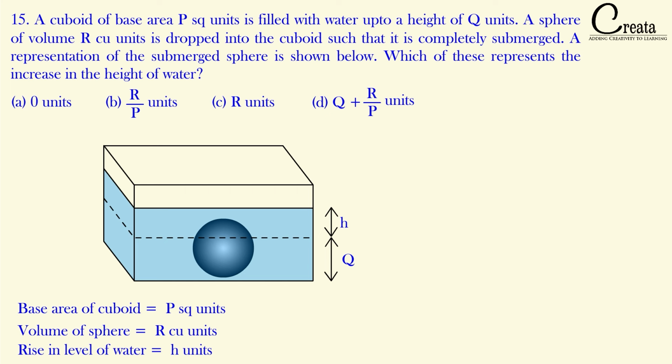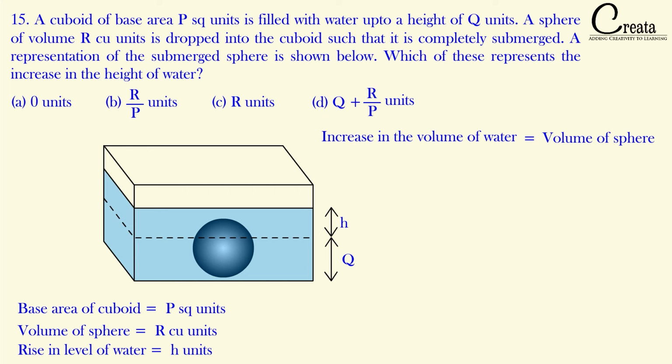So let's proceed. Here can we say the increase in the height of the water, or increase in the volume of the water, is equal to the volume of the sphere. Whatever is the volume of the sphere we have put or dropped into this cuboid, that amount of volume of the water will increase. Before putting the sphere, the height is Q. After putting the sphere, height has been increased by H units.